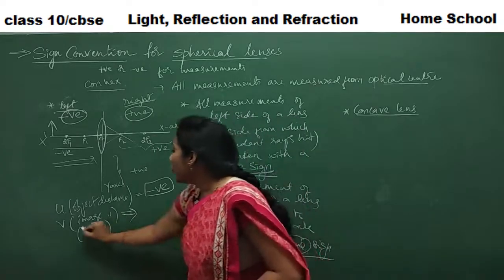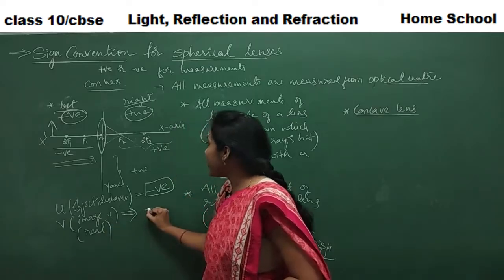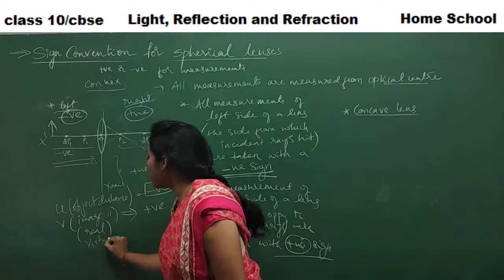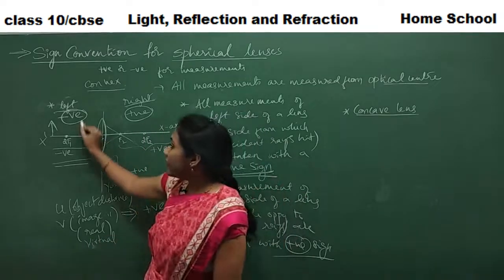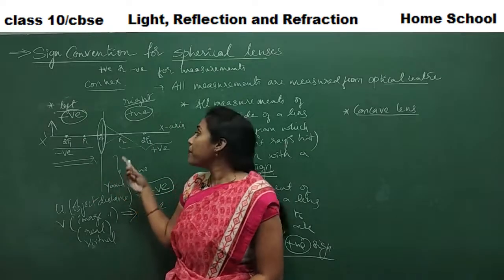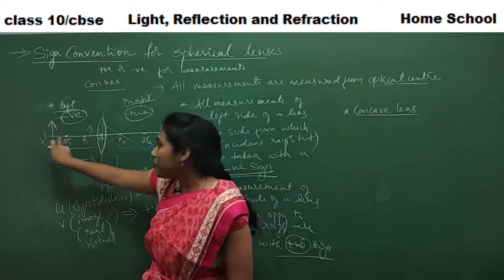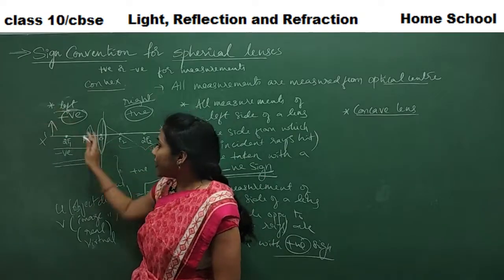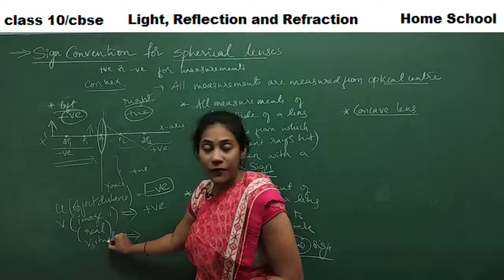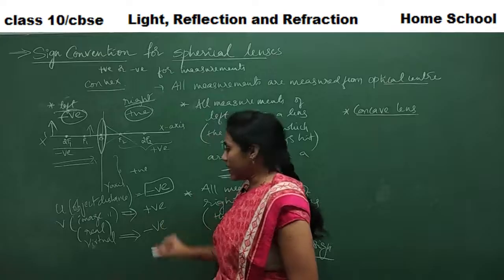So the image distance, if it is a real image, has to be considered with a positive sign. If it is a virtual image, just think of the last case of the convex lens, you will get a virtual image, and that virtual image is exactly on the side where the object is kept. So this side is the negative x-axis, and you have to take a negative value. So the image distance, if the image is virtual, will always have a negative sign.